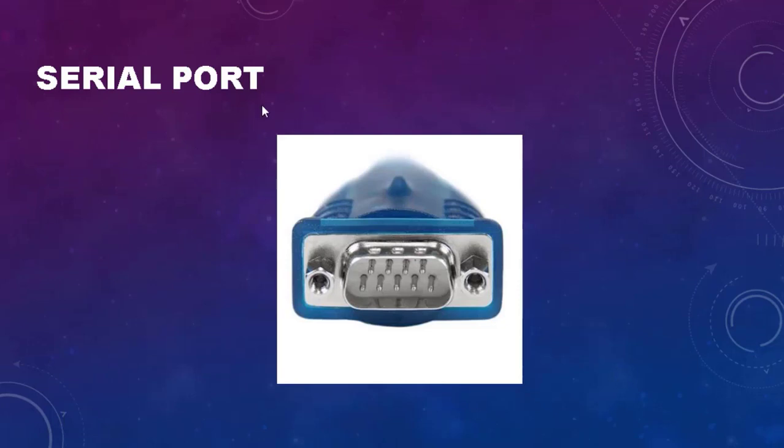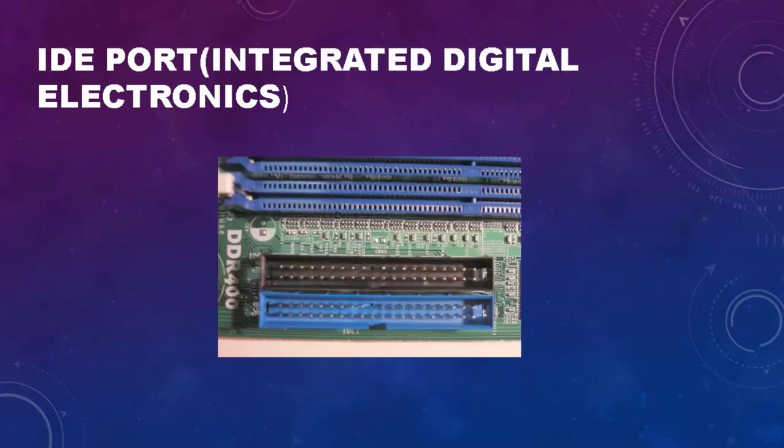The ports are as follows. Serial port. A serial port is also known as communication port. They are used for connecting communication devices like mouse and modem. This port transfers data serially, one bit at a time. The next port is IDE port, that is integrated drive electronics port. This port is used to connect hard disk drives and CD-ROM drives.